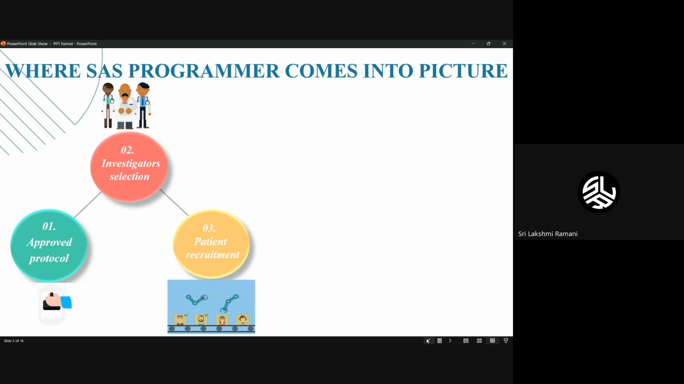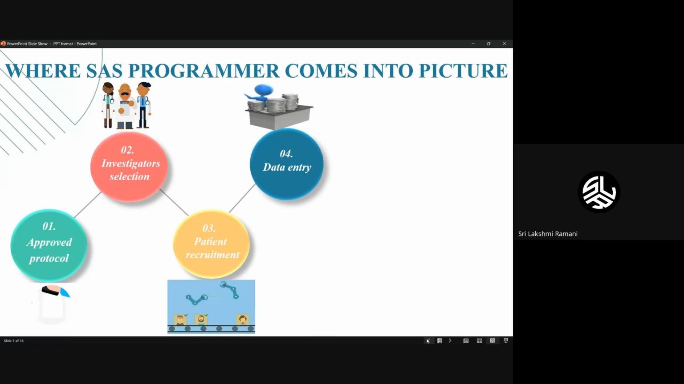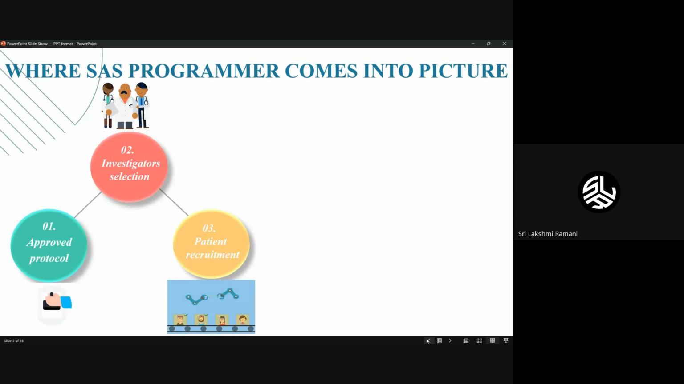recruiting patients, right? Recruiting volunteers. After that, the next step is data entry. Now the protocol is ready, the process and all equipment are ready, our doctors are ready, patients are ready, and then we can do our clinical trials. After the clinical trials, mostly we are from a pharmacy background, right? We all know what happens in the clinical trials.